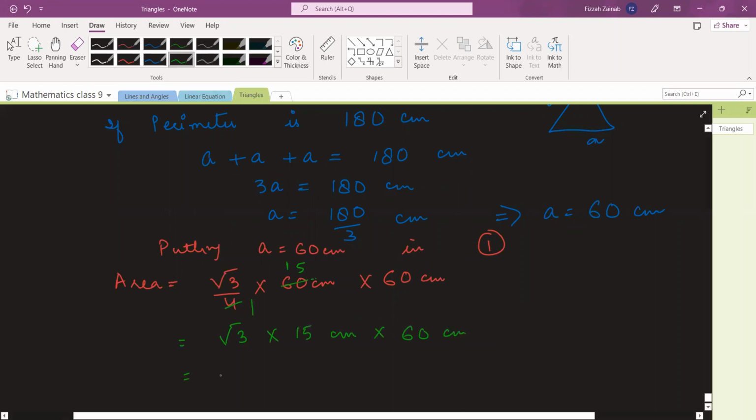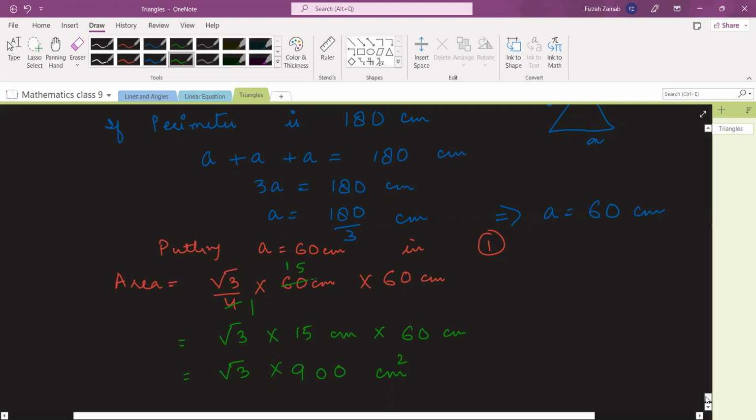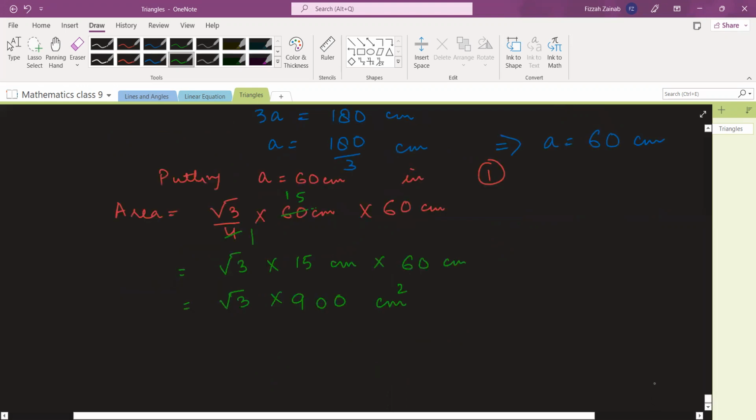Clear? So this is under root 3 into, now 15 into 60 you have to do. So 0 you can write, and then 6 into 5 is 30, carry 3, 6 into 1 and 3, 900. And centimeter into centimeter becomes centimeter square. Is that clear? So under root 3 you have to leave like this. 900 under root 3 centimeter square is the area of this equilateral triangle.